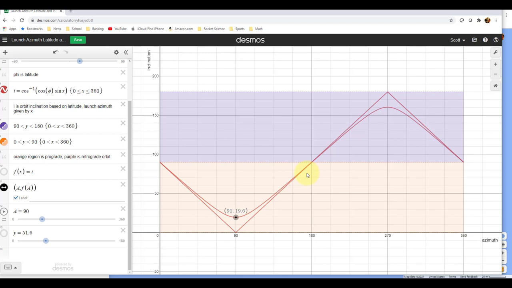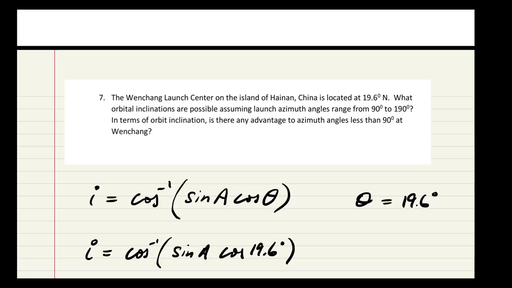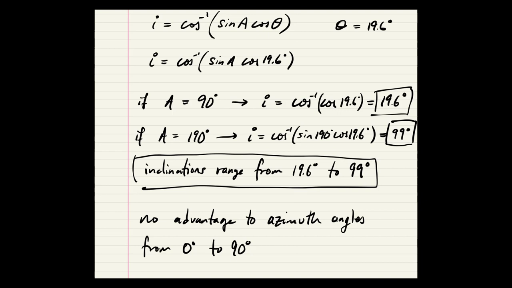And in this particular case, if we increase to, say, 190 for our azimuth, you can see that that's producing an orbit inclination that's 99, which is just a little bit retrograde, past 90 degrees. So looking back at that question, is there any advantage to azimuth angles less than 90, say between 0 and 90 at Wenchang? And the answer is no, there isn't really any mathematical advantage there to launching in those directions. No need. All of the possible inclinations that you could get from 0 to 90, you could already achieve with the azimuth angles that were already available in launches out to sea.